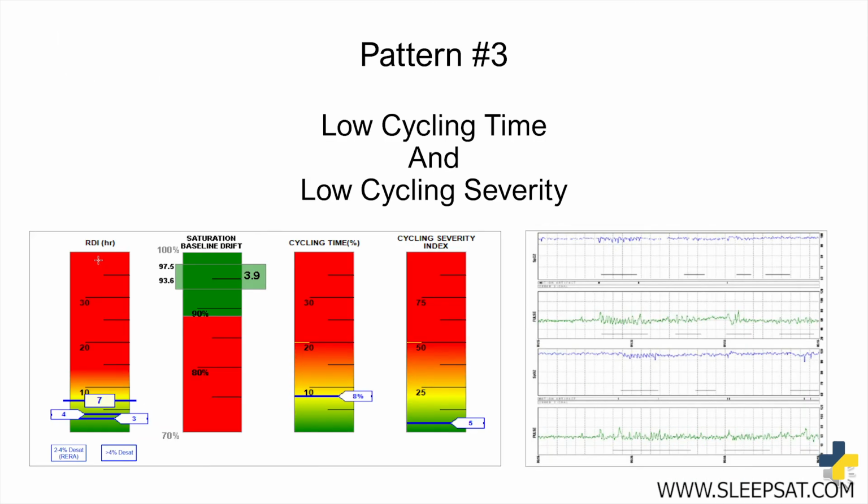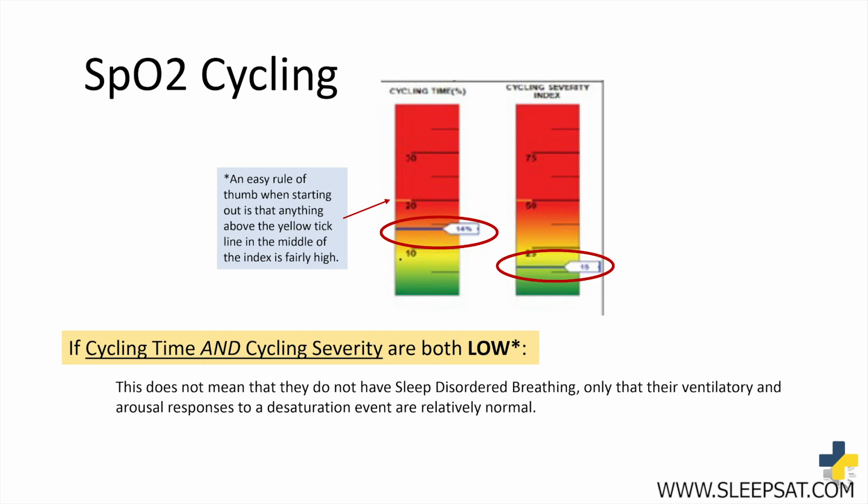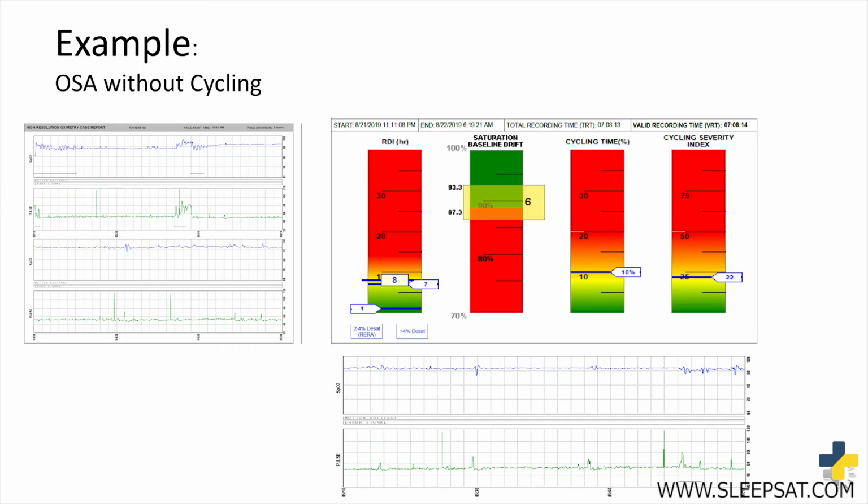Our final pattern has both low cycling time and low cycling severity. This does not mean that they do not have sleep-disordered breathing, only that their ventilatory and arousal responses to a desaturation event are relatively normal, as we can see here. This case is one where there is still a risk of OSA without the presence of cycling.